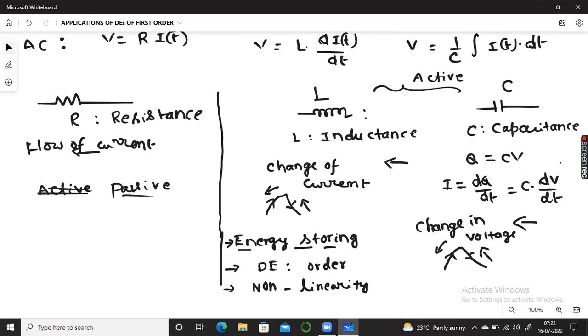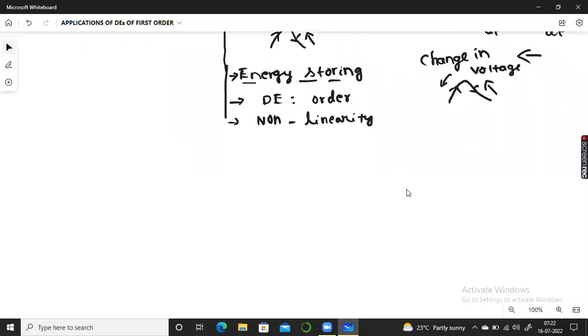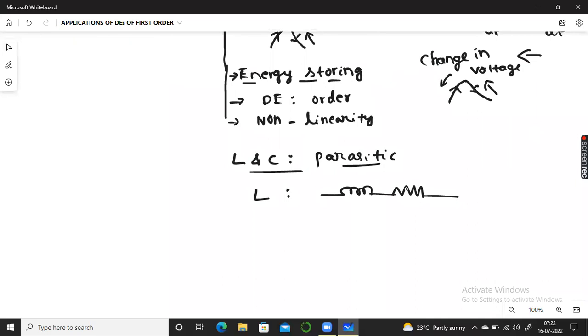And L and C also can be called parasitic elements. Why we call them parasitic: ideally speaking, the L symbol is this, but L also has some resistance, so that we also represent. When a component has a property of another element, we call it a parasitic element. Coming to capacitor also, the capacitor is this, with some capacitance, let us say 10 farads. Here also, let us say 10 henries, but it has some resistance also, like 10 ohms. The capacitor also has some inbuilt resistance. That's why inductor and capacitor are called parasitic elements. Parasitic elements means the element which has the property of another type of element.